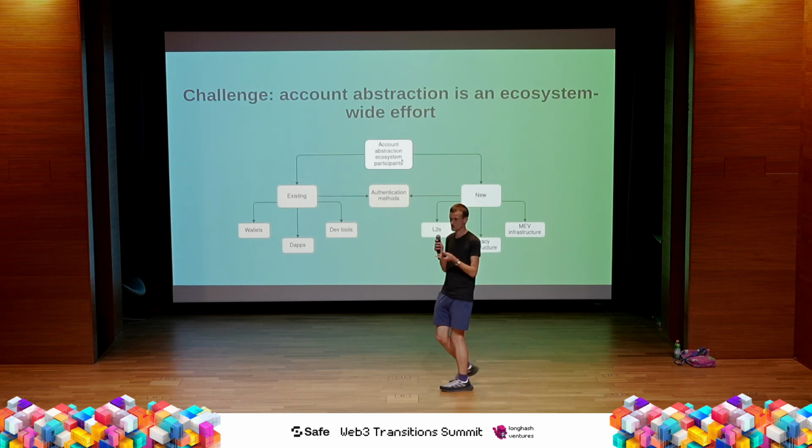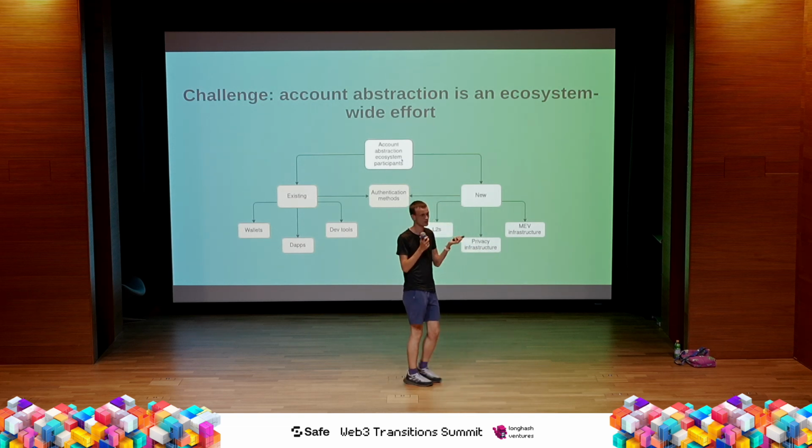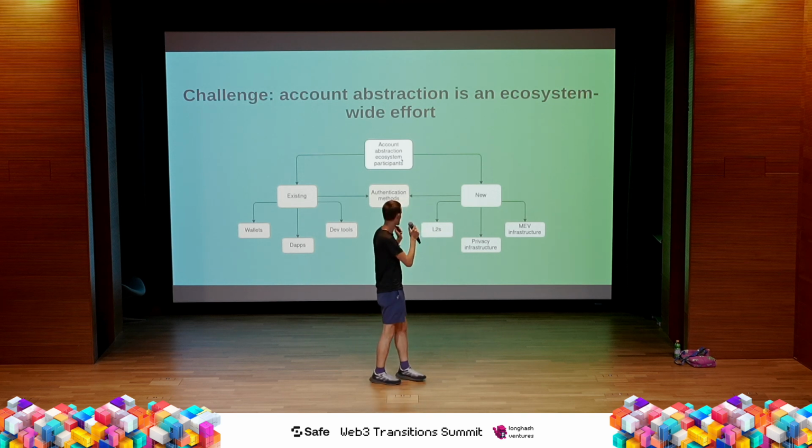Then privacy infrastructure, right? How do we do account abstraction at the same time as preserving privacy? How do we even do multiple layer 2s at the same time as preserving privacy?